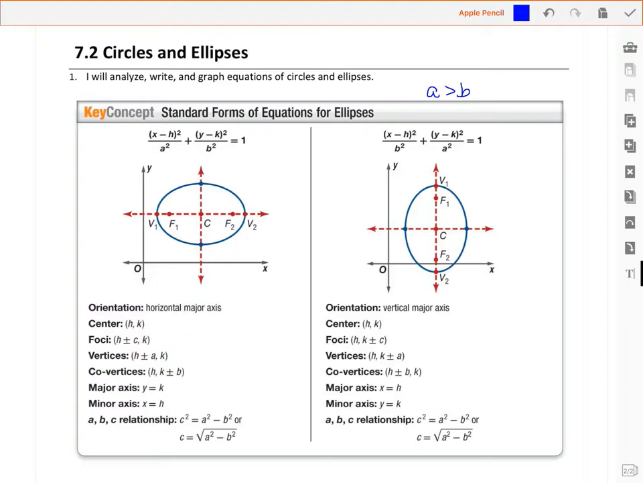If the larger one is under your x, then you're going to have a horizontal ellipse. Those are the ones that are going side to side. That's going to be squished from top and bottom. If it is under your y squared, then you have a vertical ellipse. Those are the ones that are standing up. Now we're going to use all of this other information as we get through the notes. They are here for us to refer to as we go. Okay, so that's for an ellipse.